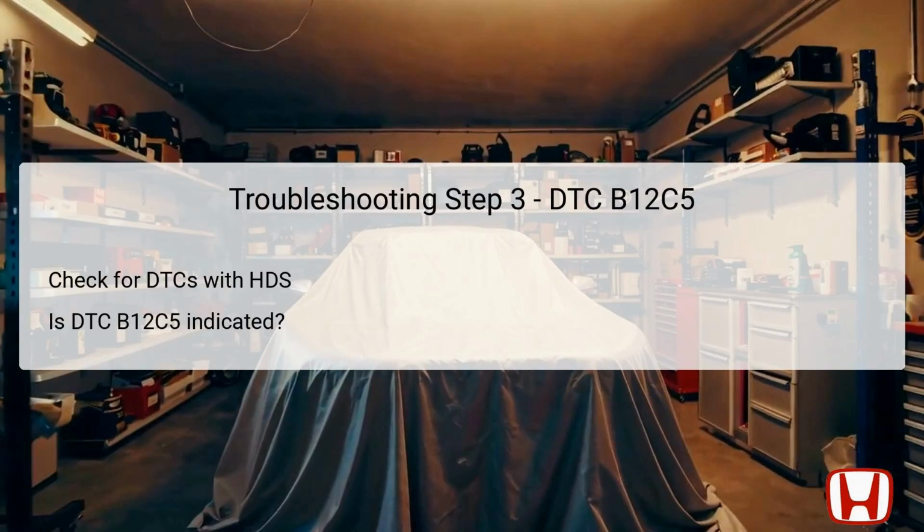Following the previous steps, the next crucial action is to recheck for DTCs using the HDS. This step helps technicians determine if the previous actions resolved the issue, or if DTC B12C5 still indicates a problem. If the code reappears, this suggests there is a persistent issue with the engine start-stop switch or associated components. A yes answer leads to further diagnostic steps, focusing directly on the switch itself. Conversely, if the code does not reappear, it could indicate an intermittent error, warranting further investigation of connections and wiring rather than component replacement.